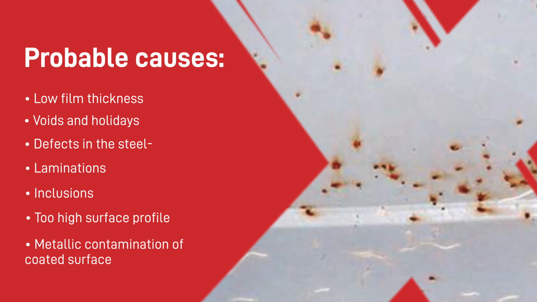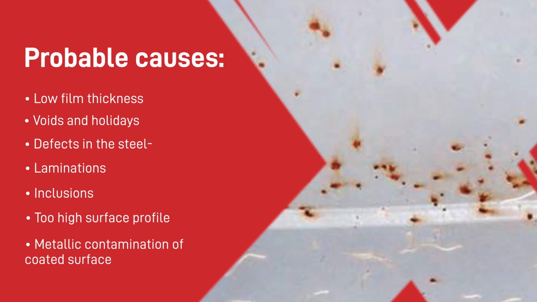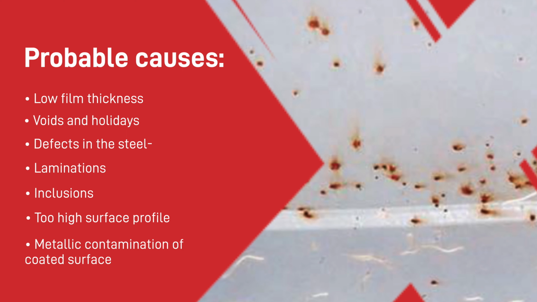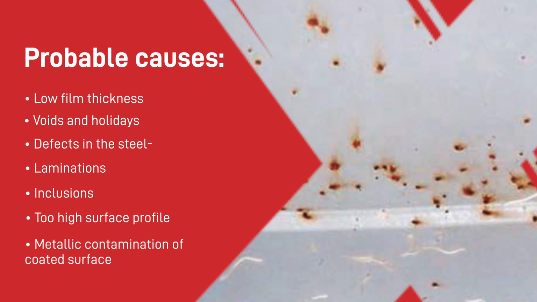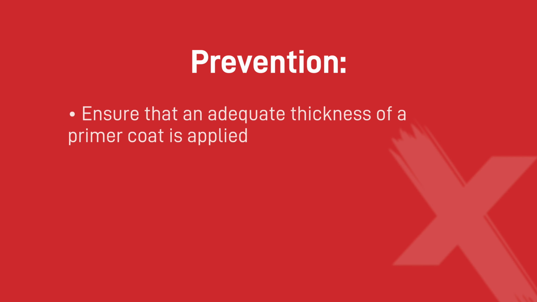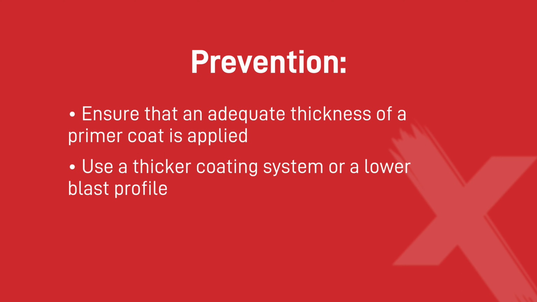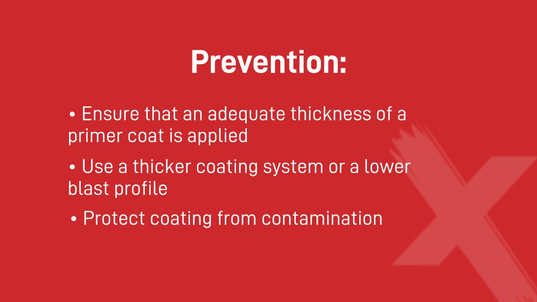Another common cause is metallic contamination of a coated surface by grinding dust, which then slowly corrodes. To prevent this, ensure that an adequate thickness of primer coat is applied to cover the surface profile. Use a thicker coating system or a lower blast profile and protect the coating from grinding dust contamination.